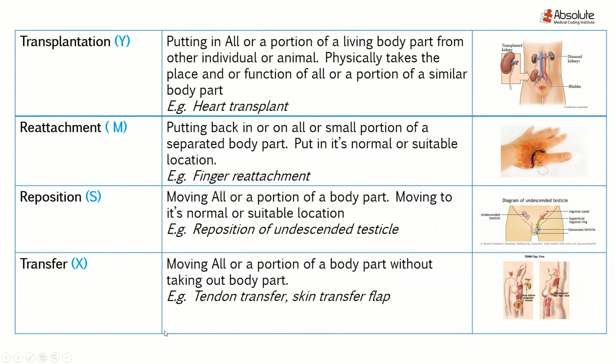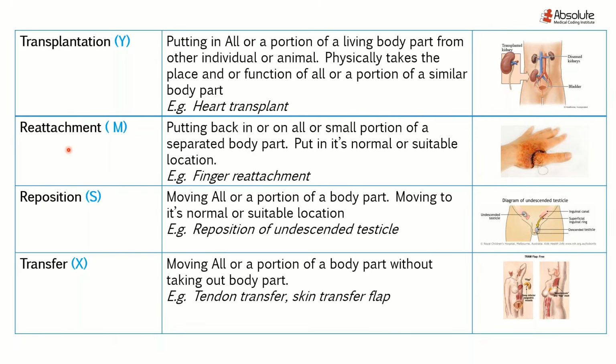All right, so let's look at transplantation. The value is Y, putting in all or a portion of a living body part from another individual or animal that physically takes the place and or function of all or a portion of a body part. An example is a heart transplant and also a kidney transplant. They put in this kidney and look down here, you see this extra kidney? They left the diseased kidneys intact and put the good one, put the graft, down below.